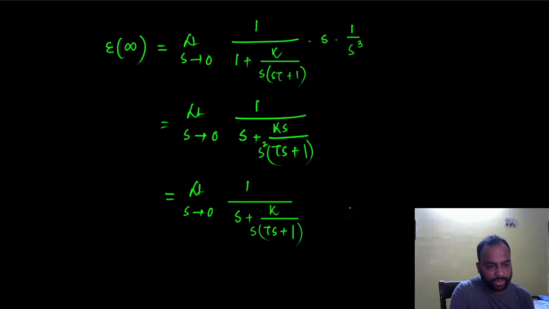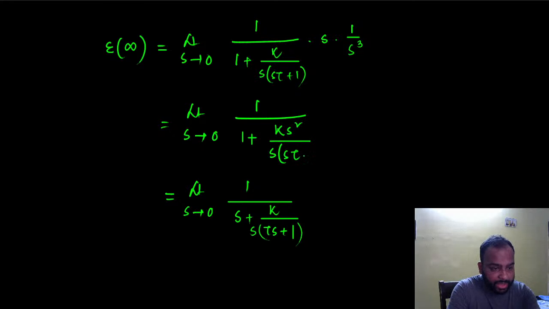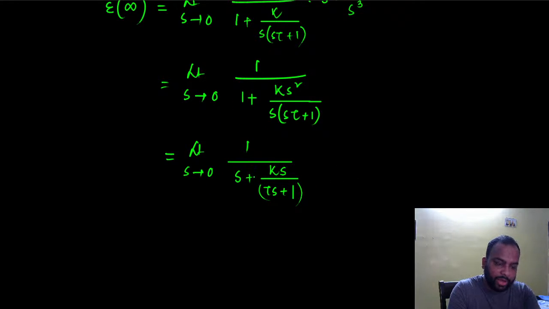If we simply calculate the limit, oh, sorry, that would result into an s in the numerator. Sorry, I did miscalculate here. If I do the calculation properly, this becomes s square here. So this becomes 1 plus k s square divided by s times (s tau plus 1), and that gives me ks really here, right? So if you put s equal to 0, the entire denominator becomes 0, and when the denominator becomes 0, this becomes infinity, just like that.